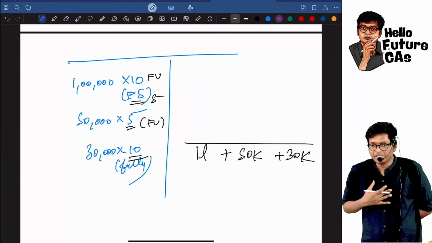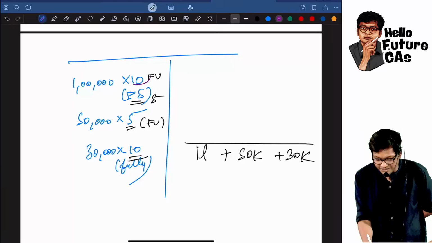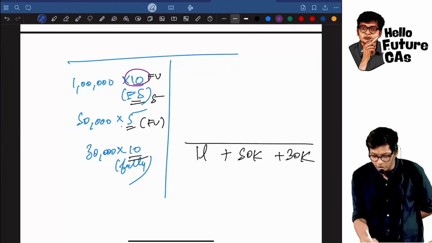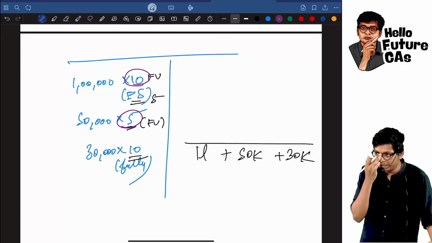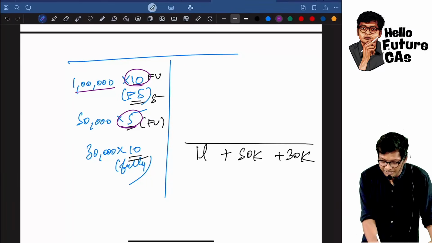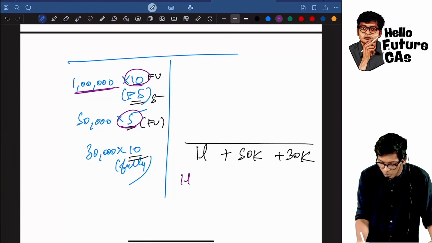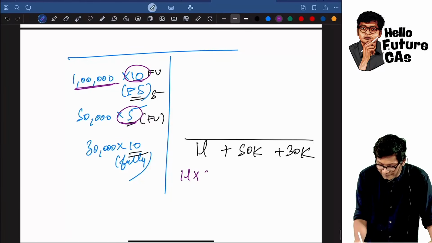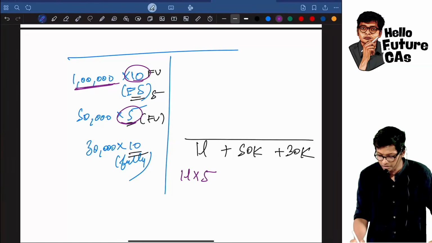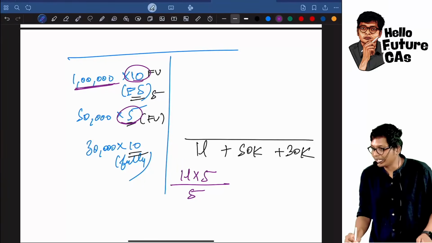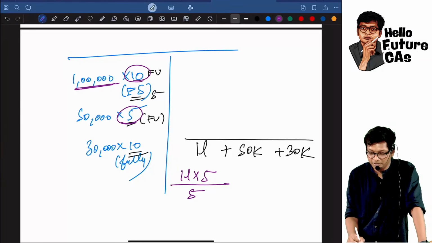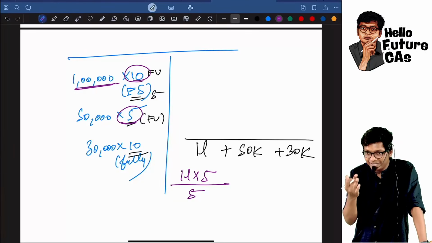That is my choice. I can make all the shares 10 rupees worth, or I can make all the shares 5 rupees worth. Your choice. How to do it? Let's say I'm making everything 5 rupees worth. So first, the 1 lakh shares will be 1 lakh shares into paid up value of 5, because they have paid only 5 and I want face value to be 5. So 1 lakh into 5 by 5. Are you following, guys? How much will it come to? 1 lakh into 5, 5 lakhs divided by 5.